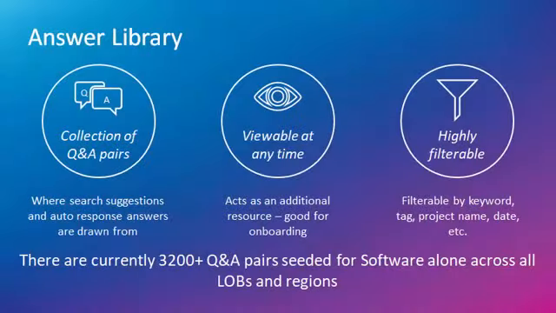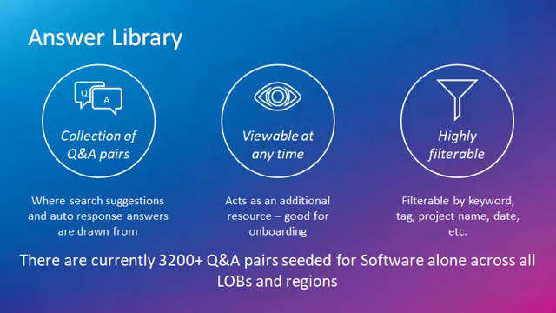The implementation of RFPIO has eliminated the need to search through endless documents for past responses, saving us time and allowing us to churn out RFPs faster than ever before. This is attributed to the tool's centrally accessible and filterable repository of question and answer pairs, known as the Answer Library. The Answer Library has been pre-seeded with over 3,200 question and answer pairs for software alone across all lines of businesses and regions. The Answer Library is where the search suggestions and auto-response answers are drawn from when responding to RFP questions from within the tool.